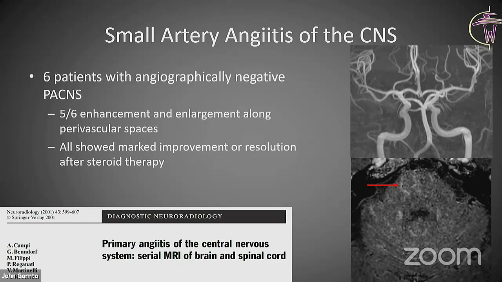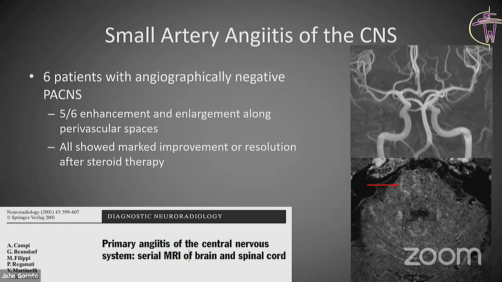So next, to go to small artery angiitis, I touched on this a little bit earlier, in terms of the limitations of catheter angiography and luminal imaging to detect this. This was a study done a number of years ago where they were looking at angiitis of the CNS with MR. They found 6 patients with angiographically negative primary angiitis of the CNS, and in 5 of those 6 patients, they showed enhancement and enlargement along the perivascular spaces, which improved markedly or resolved after steroid therapy.